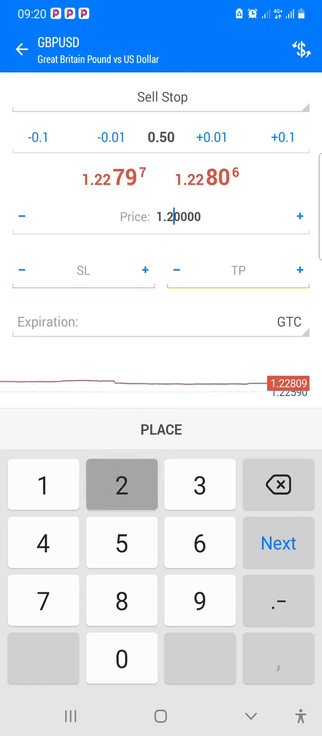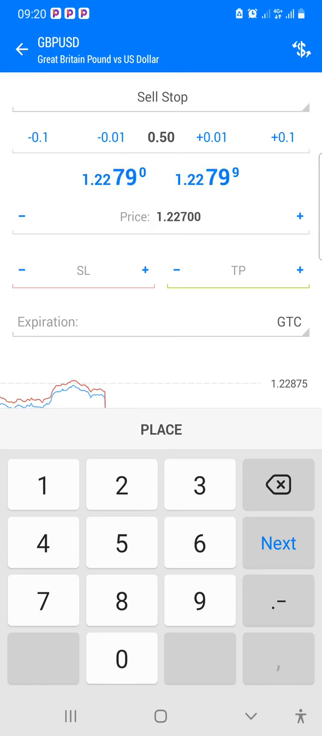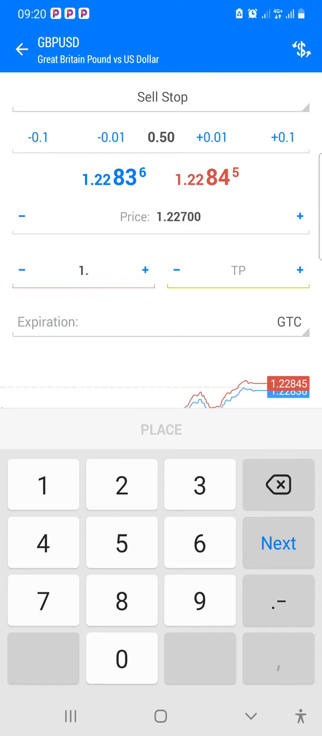So let's say 1.2270. Of course, this order is independent of the current market price. If price doesn't come down to that point, the order is not going to trigger. It's the same with the buy stop: if price doesn't go up to that point, it is not going to trigger. My stop loss, of course, I want it to be above the sell stop. When you are selling, you want the SL to be above. It's still the same sell order, just like you are buying or selling at a future price. It is still the same logic. SL for a sell will be above.